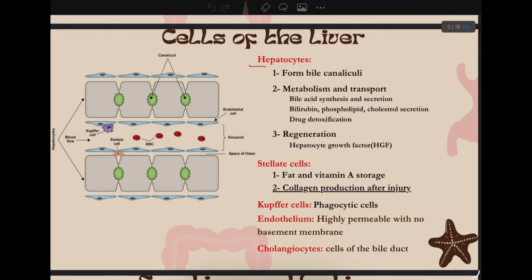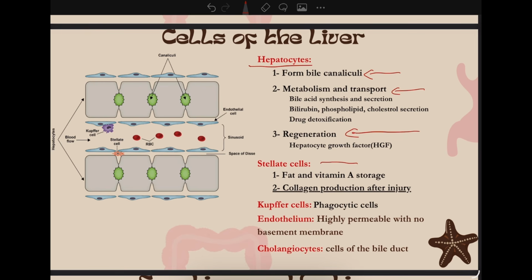You see we have our beautiful hepatocytes. They have the bile canaliculi. They do the metabolism and they regenerate. And regeneration is a very important thing because, when someone donates their liver and it grows back, we all heard about this before, right? This is because of this ability of regeneration that they have.